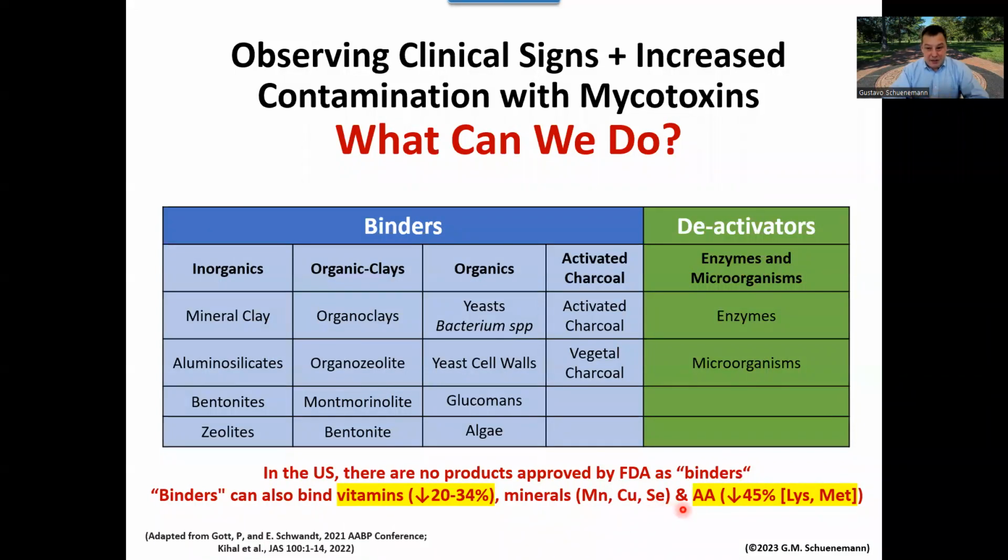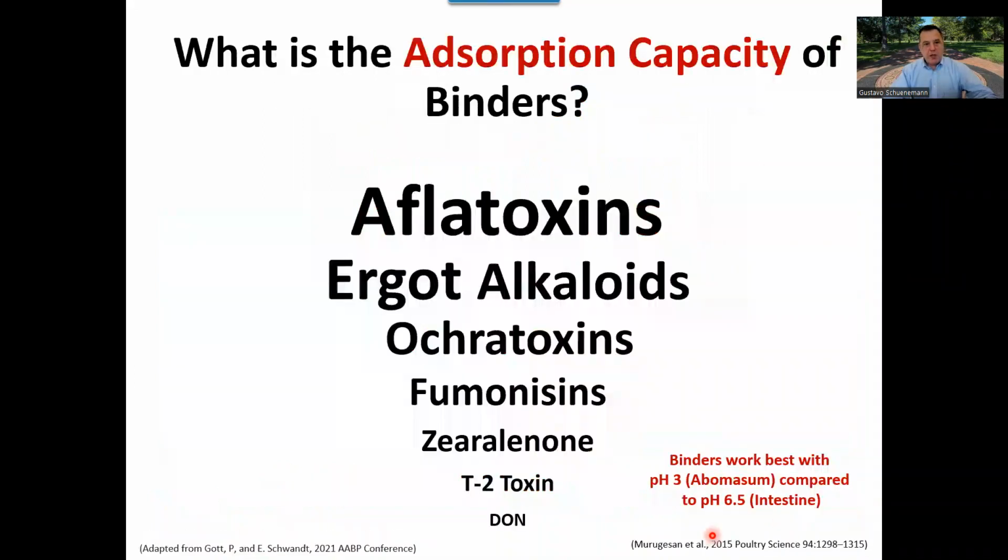Another thing that I highlighted in yellow is that they also bind amino acids. It could drop about 45% of the amino acids in the diet, especially lysine and methionine. Those are absolutely important, especially for health and performance in cows.